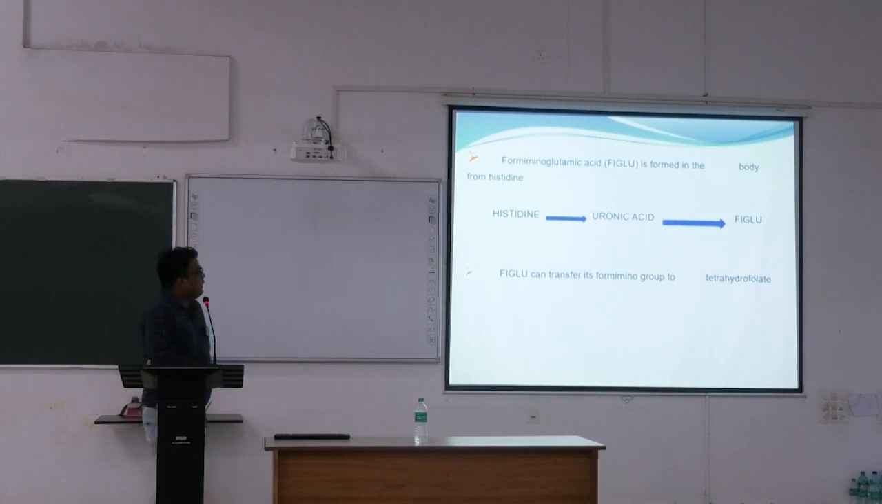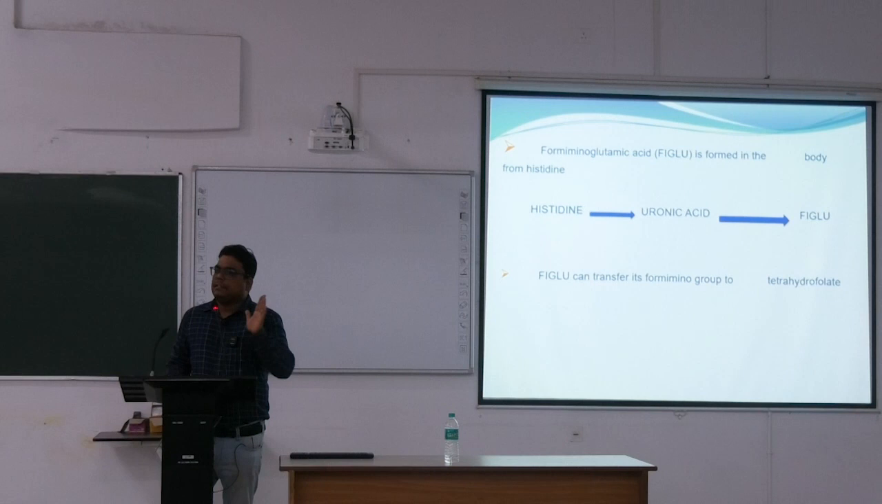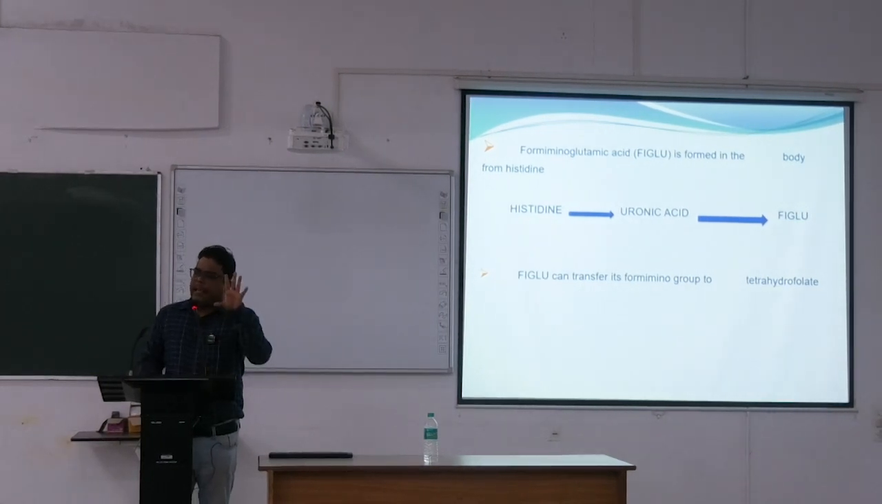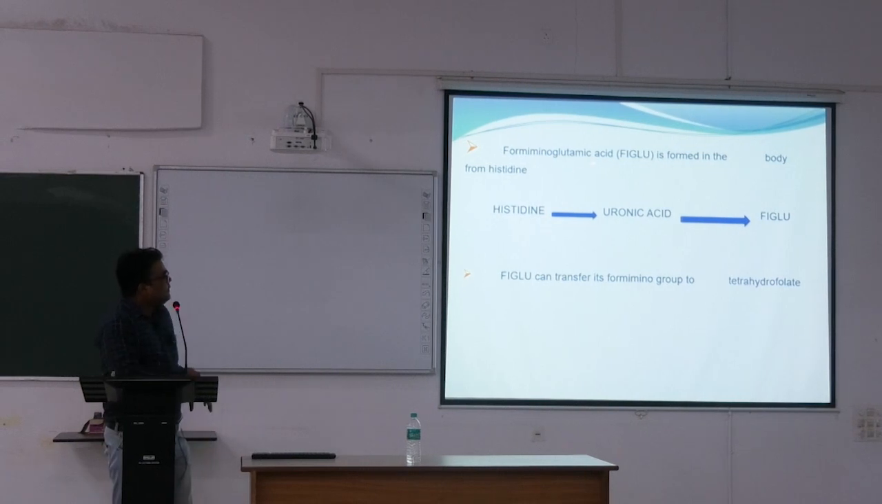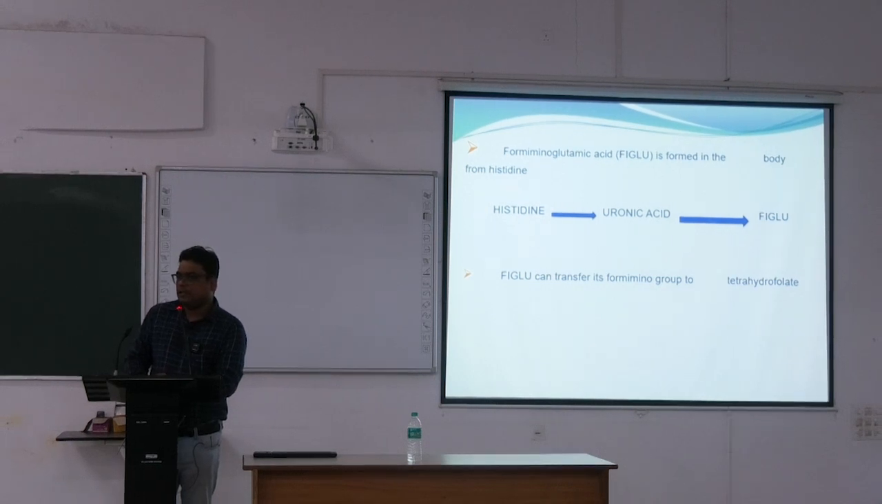And this formino group is transferred by tetrahydrofolate. This is the general concept. That means if formiminoglutamic acid is formed, it is transferred by tetrahydrofolate. What happens if tetrahydrofolate is not present? FIGLU may accumulate in the body, and it is directly excreted in the urine.